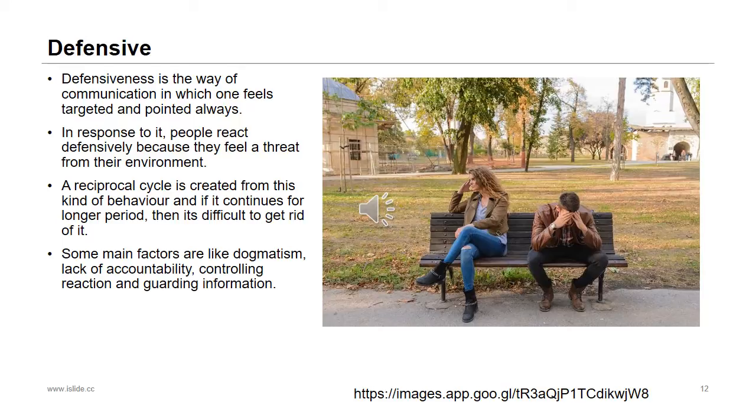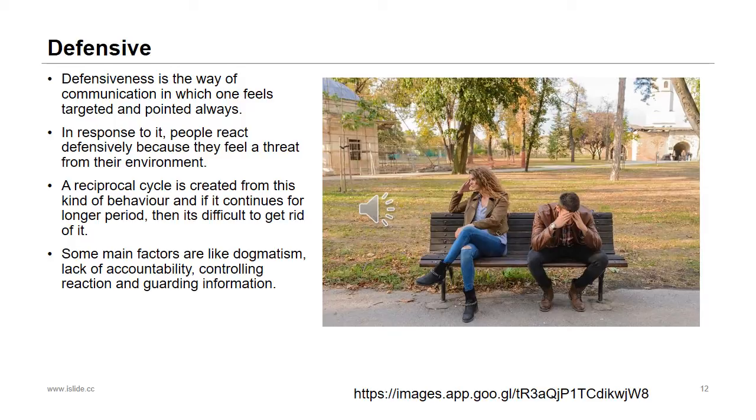Defensive. Defensiveness is a way of communication in which one always feels targeted and pointed at. In response to it, people react defensively because they feel a threat from the environment around them. A reciprocal cycle is created from this kind of behavior, and if it continues for a longer period, it's difficult to get rid of it. Some main factors are dogmatism, lack of accountability, controlling reaction, and guarding information.